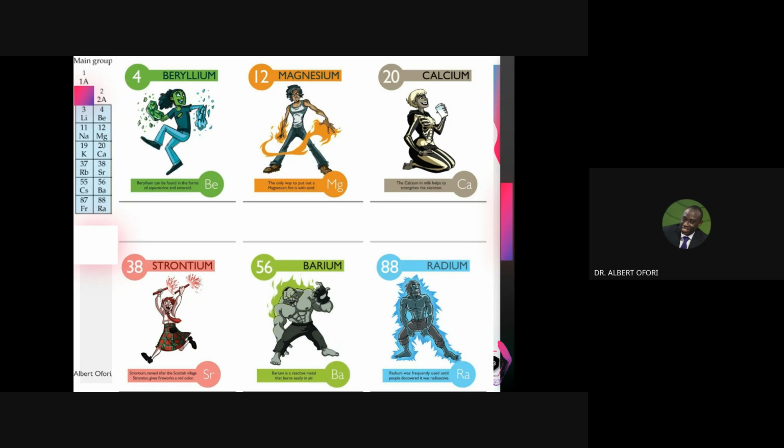Well, we can also look at strontium. This girl is happy, jumping up and down, and we see a lot of these fireworks, especially in Scotland.